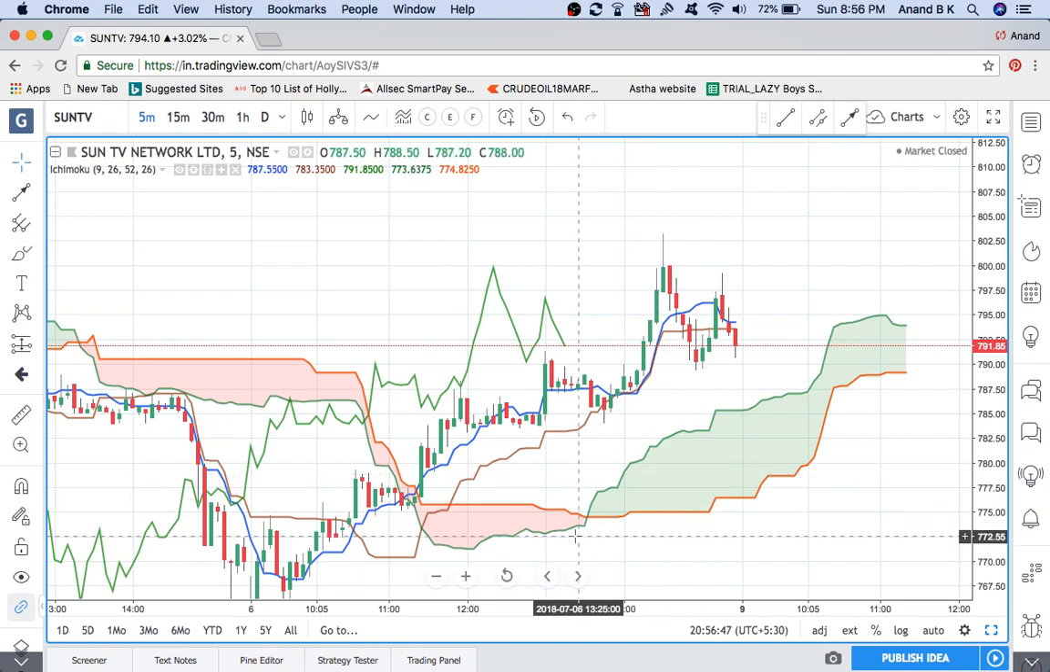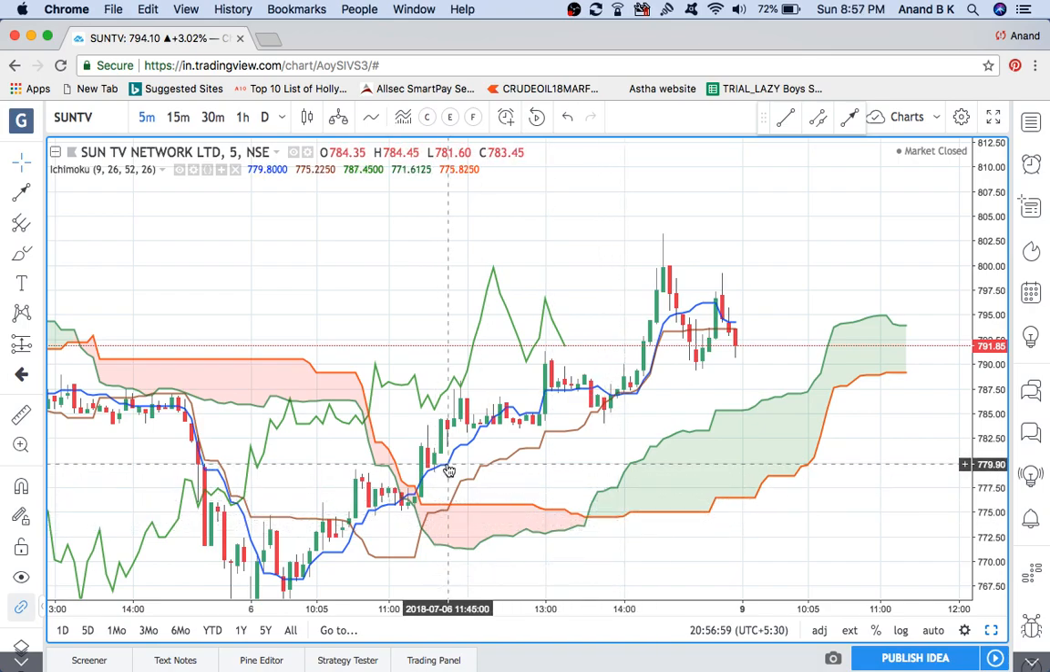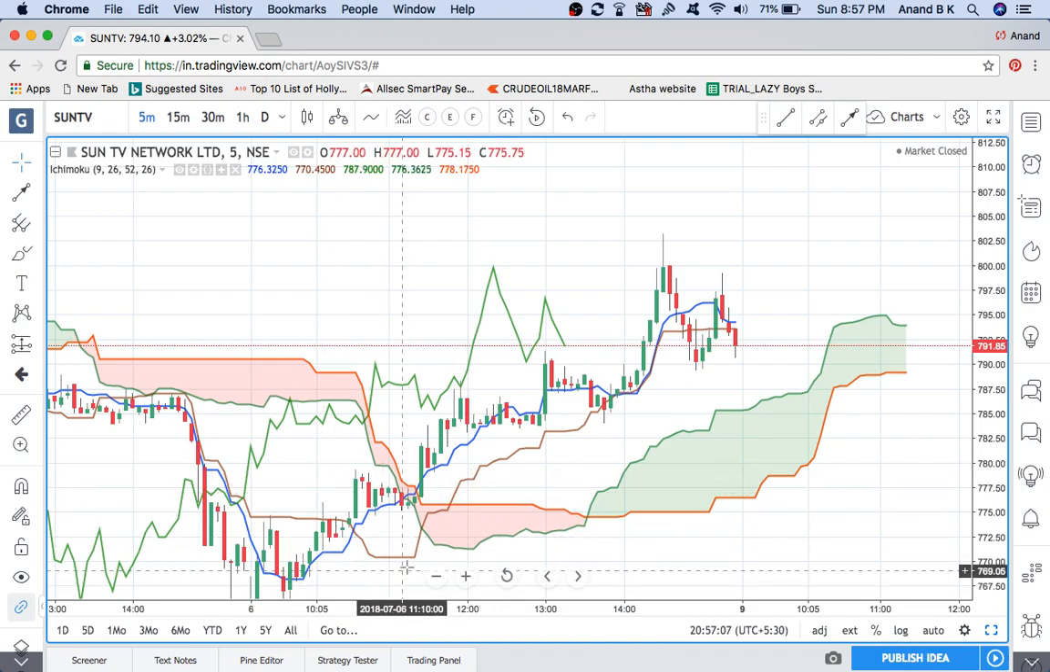or enter when the cloud actually turns green. So mostly this coloring combination is because of the faster moving leading span A crossing over the slower moving leading span B. Similarly, the conversion line is a faster moving period compared to a 26 period brown line, which is the baseline. So these are just given different names, founded by the Japanese guy who was a journalist.